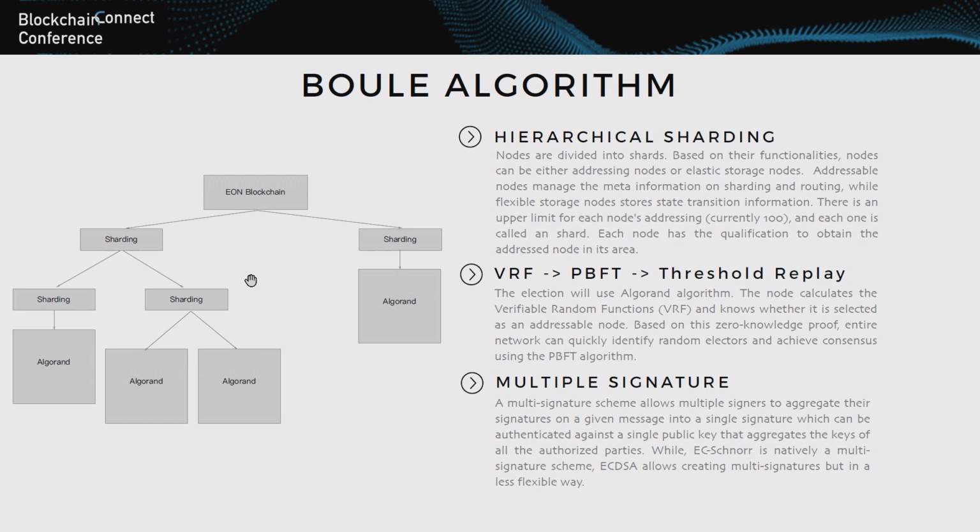All the nodes that make the election, or reach the consensus within a single shard, will do the multiple signature. They will do the multiple signature just to prove that they did the certifications.